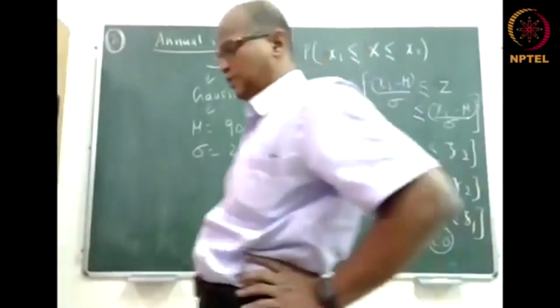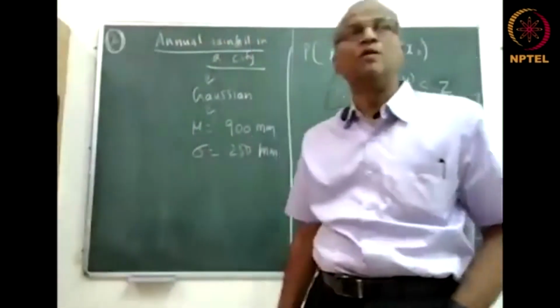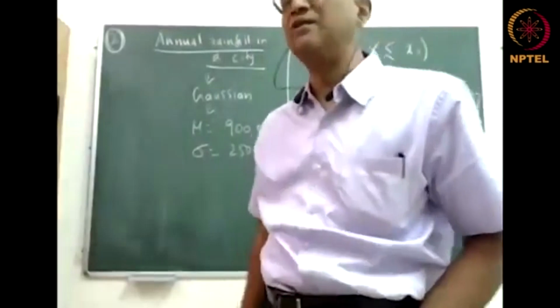A. What is the probability that the annual precipitation will be more than 1200 millimeter?